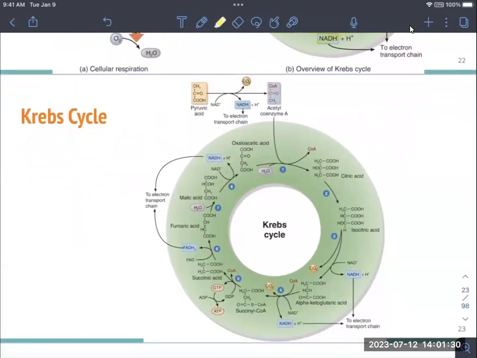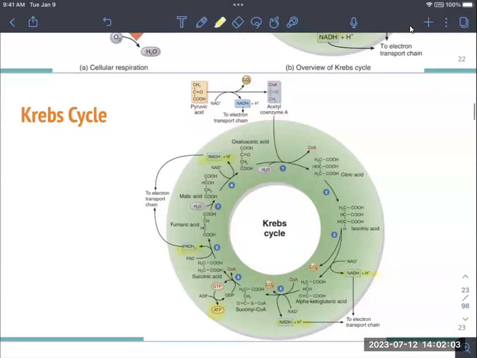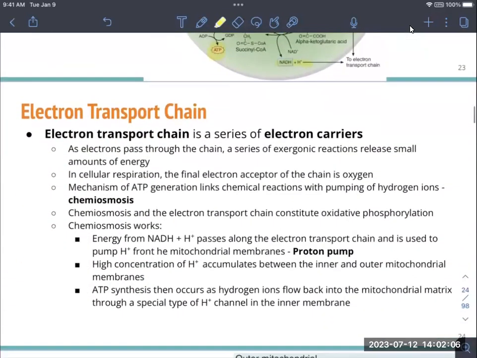Again, if you take any biochemistry class, you're going to have to memorize every single step of what is happening, what molecules are going in, what's coming out. Here, just knowing that we take pyruvic acid, we convert it to acetyl-CoA. We put it into the Krebs cycle. We get NADH plus hydrogen, FADH, several of these. We get 2 ATP in the process. And then we're going to go to the electron transport chain.